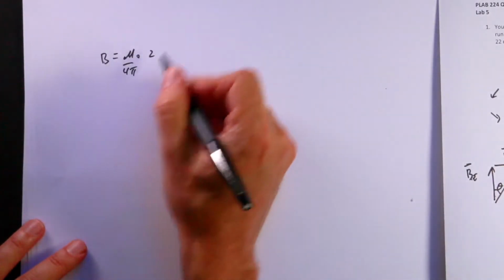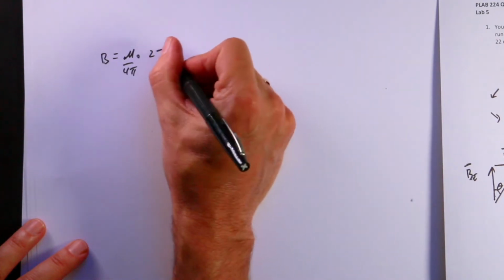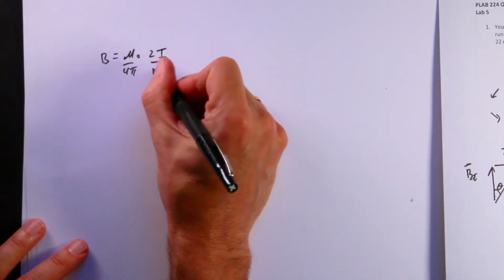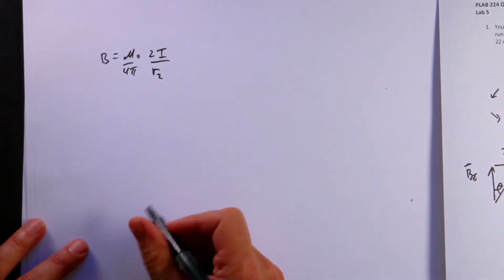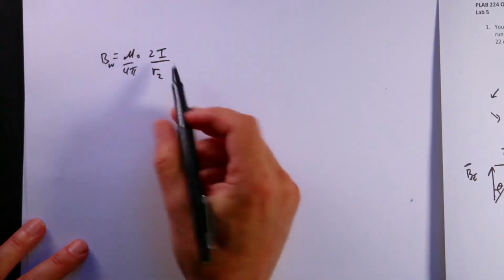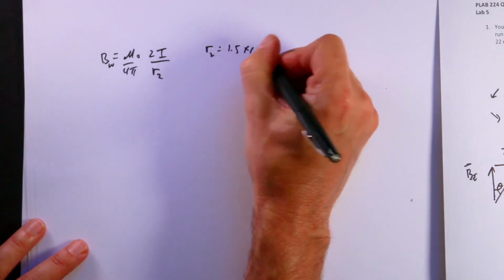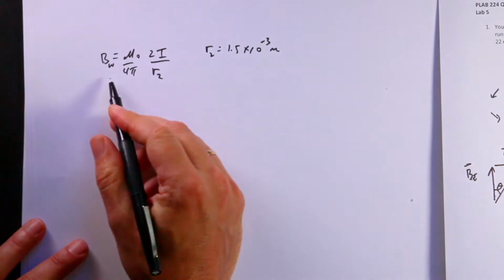Now for part B, it says, now suppose I move to a new distance and I want to find the new magnetic field and the new deflection. So it's going to be 2 pi over r2. And so I can solve for this B wire, and I'm not even going to put it in. All I have to do is put in r2 equals 1.5 times 10 to the negative third meters. And then I want to find the deflection.